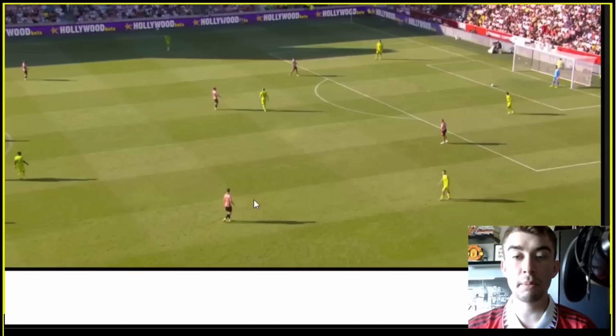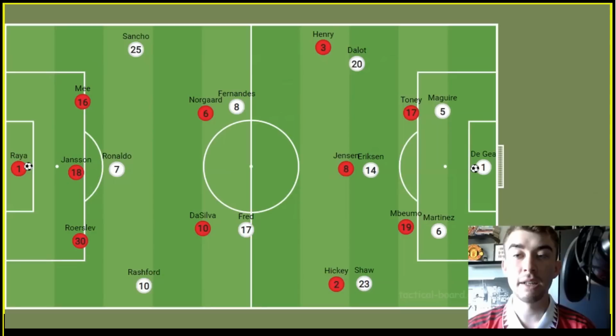And we can see the pressing shape here. Wing back onto the fullback, wing back onto the fullback, Jensen on Eriksen, Toney on Maguire, and Mbeumo on Lisandro Martinez. It's really basic, it's man-for-man marking, and like I said, when that is the situation, you just have to send the ball long.